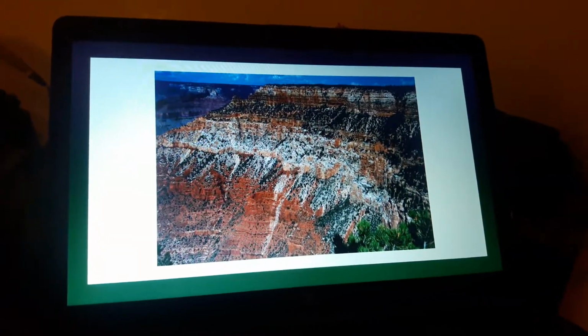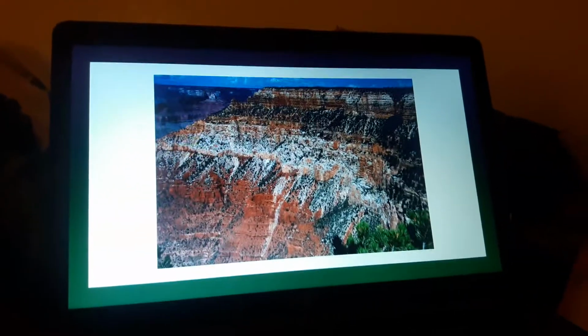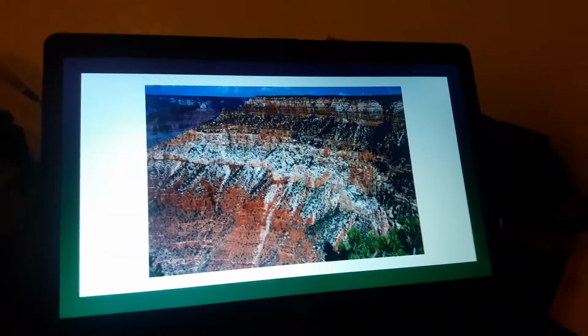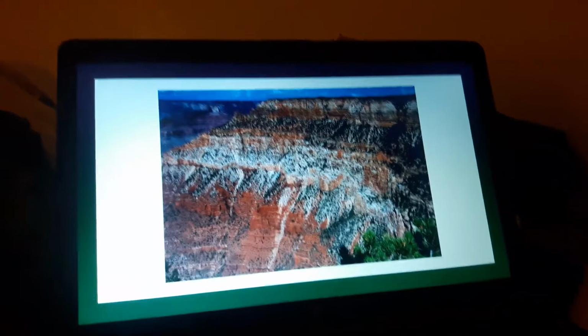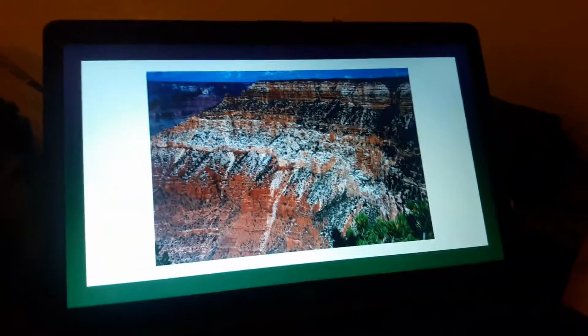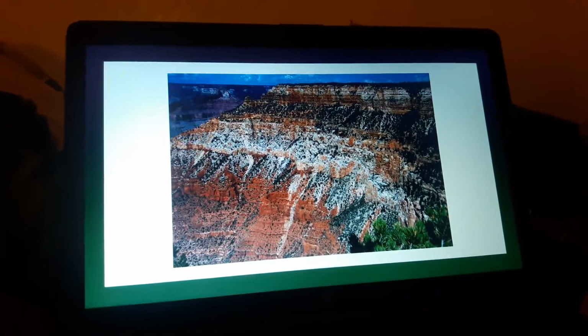270 million years ago, the area was covered in a deeper sea, which was rich in marine life, and it deposited the Kaibab Formation. This here in this photo shows the Kaibab Limestone, the Toroweap Formation, and the Coconino Sandstone.